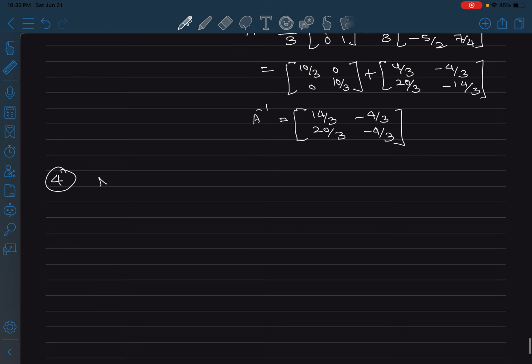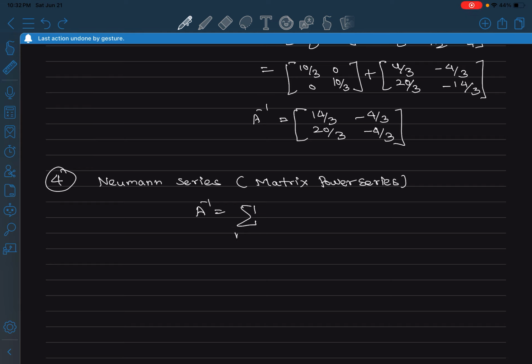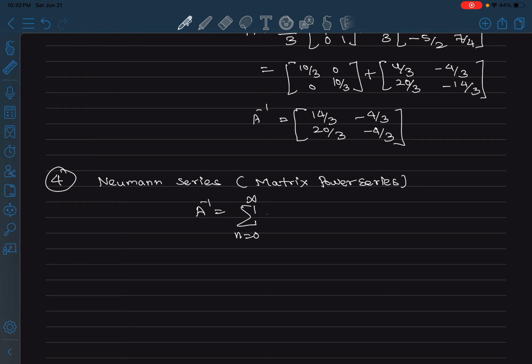Using the Neumann series. The Neumann series is actually a matrix power series. Now the thing is, you can write A inverse as this infinite polynomial, and I'll give the reason why. This infinite polynomial is the sum from n equals 0 to infinity of (I minus A) to the power n.